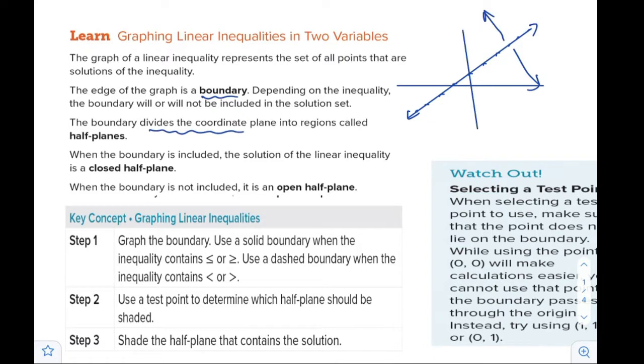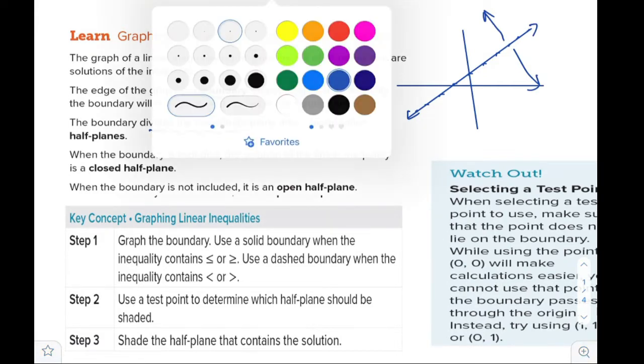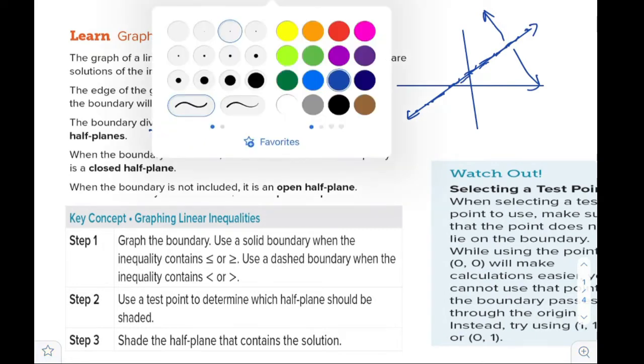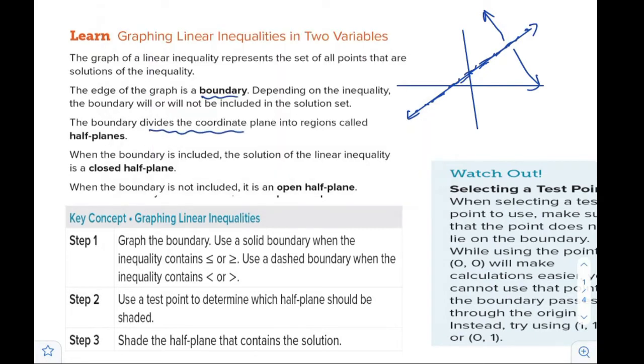When the boundary is included, the solution is a closed half plane like this. When it is not included, when it is dashed, it is called an open half plane. Let's change the color. It is an open half plane.